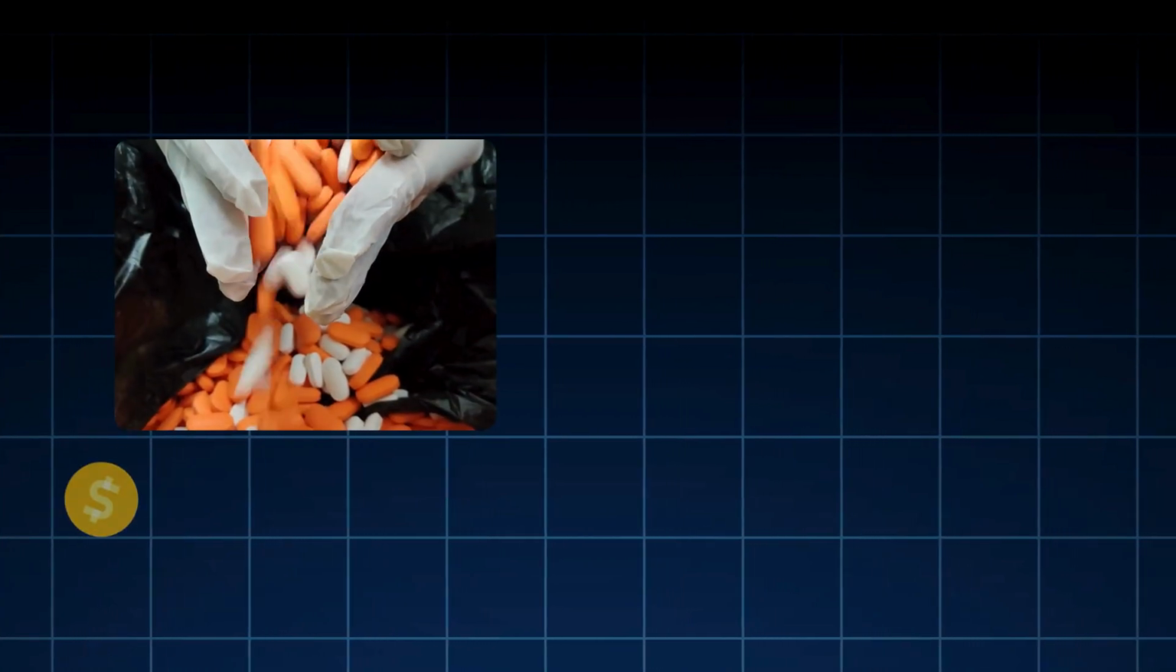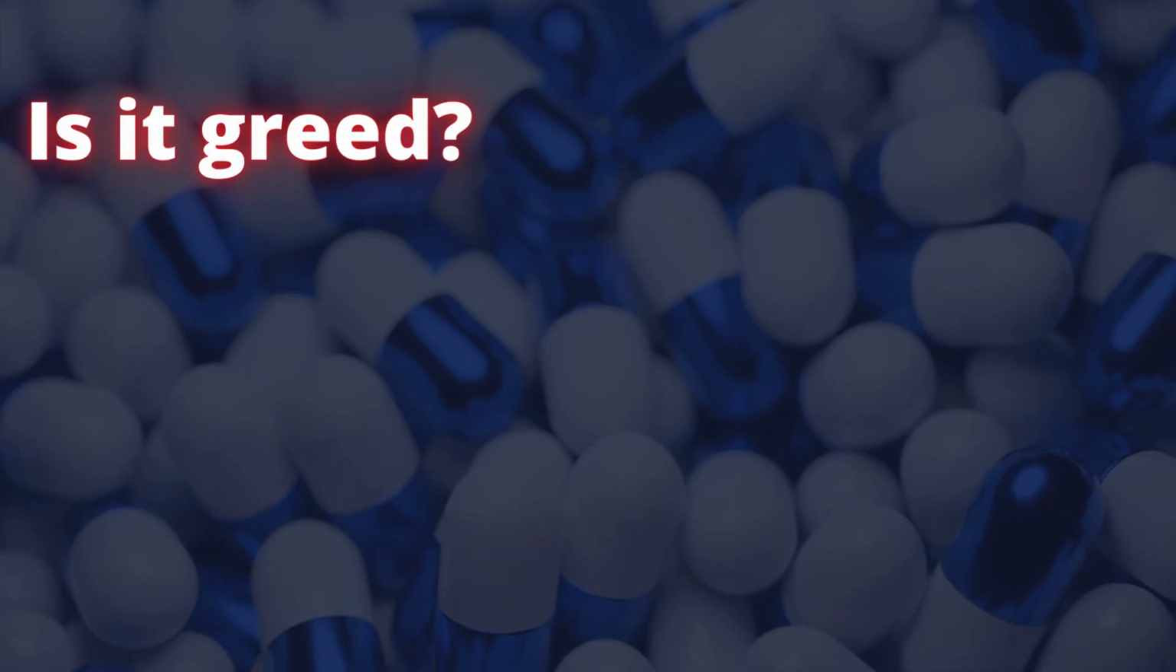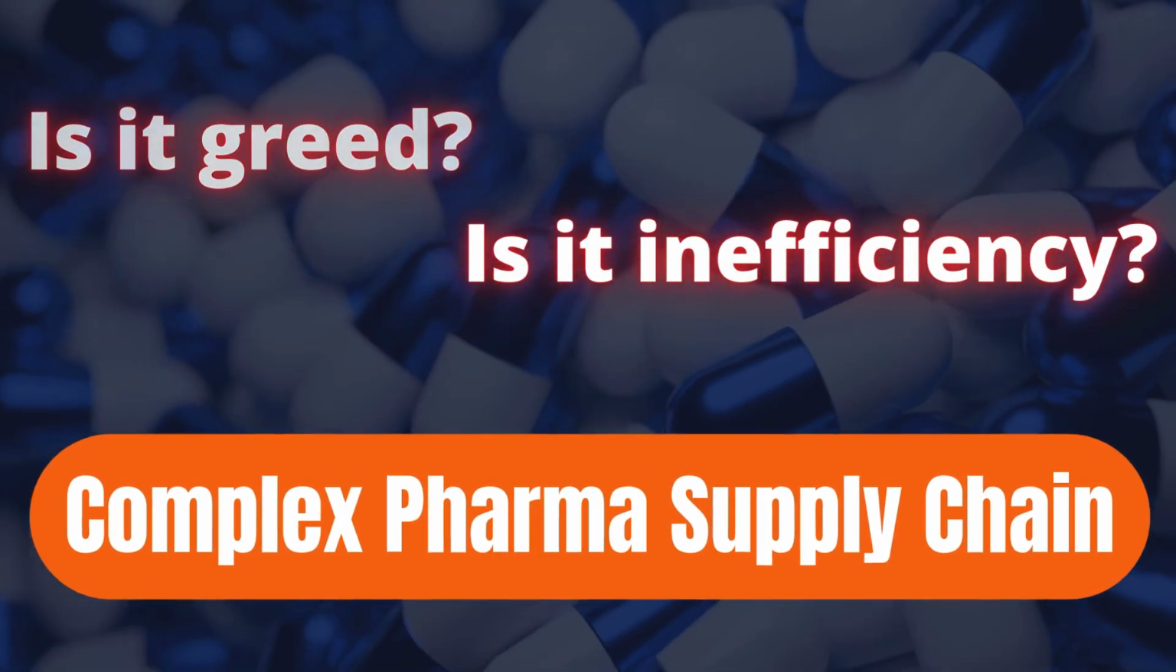Why does a tablet that costs just a few rupees to manufacture sell for hundreds at the pharmacy? Is it greed? Is it inefficiency? Or is the pharmaceutical supply chain far more complex than we think?